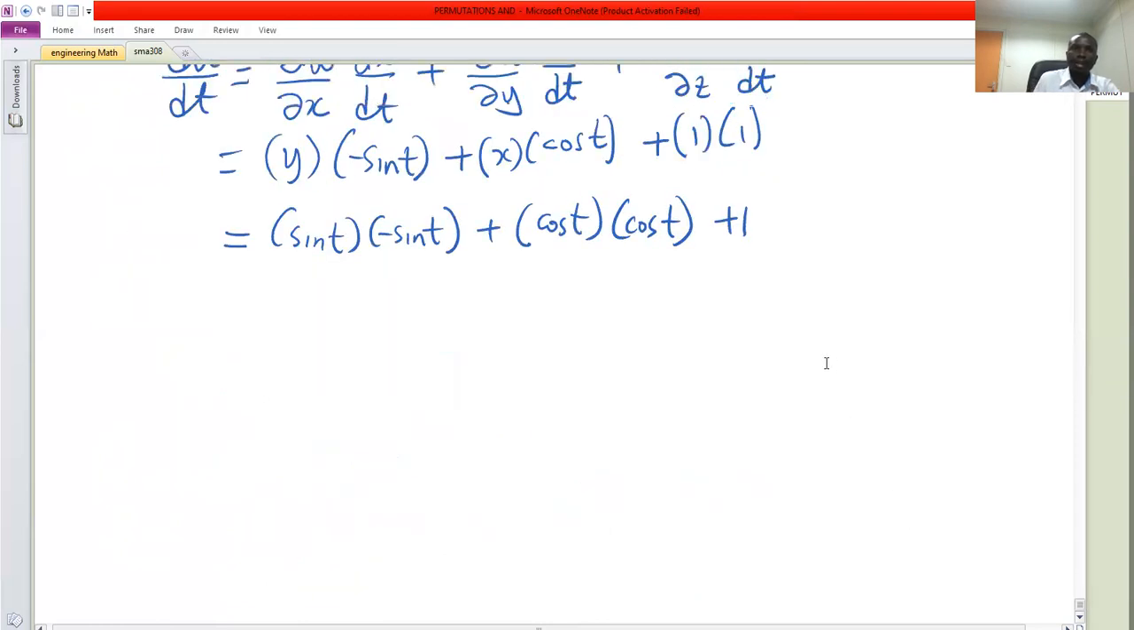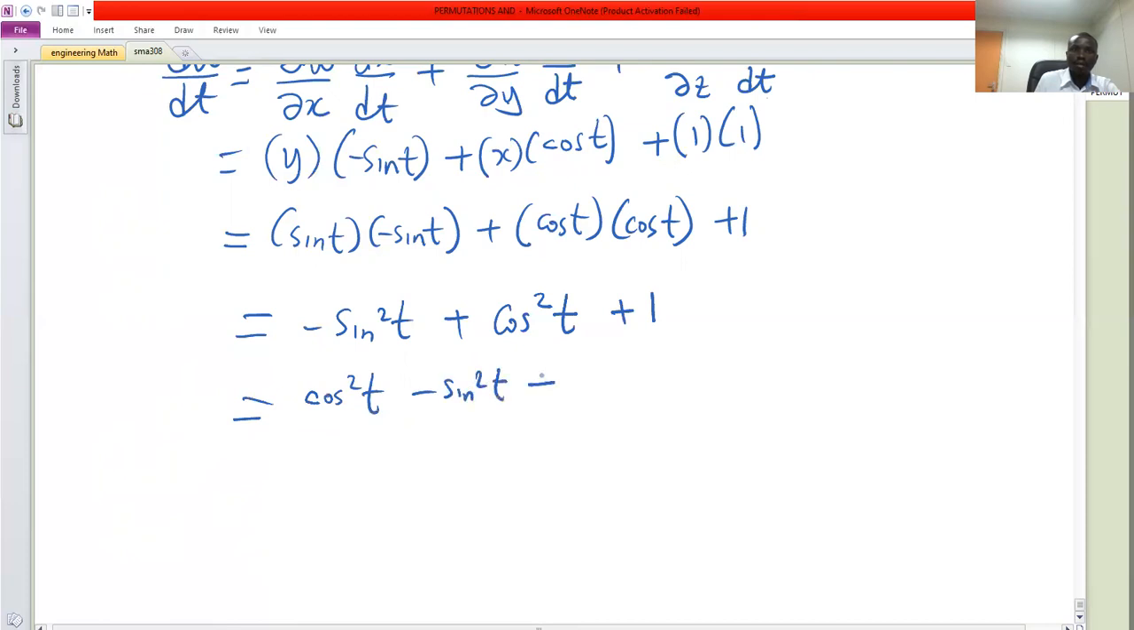Then next step, when you simplify, you get minus sine squared t plus cos squared t plus 1, which can be rearranged as cos squared t minus sine squared t plus 1. And as we have seen in the previous class, cos squared t minus sine squared t is the same as cos of 2t. So cos of 2t plus 1 is the answer for dw dt.